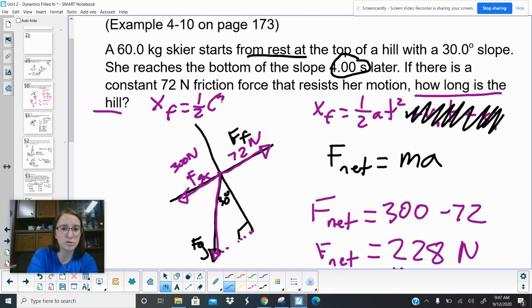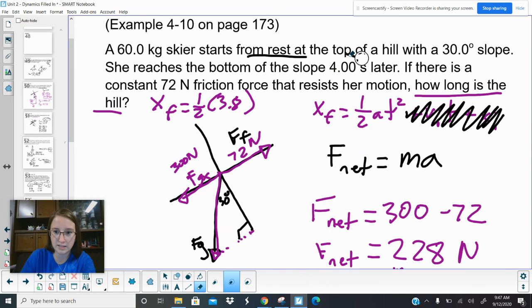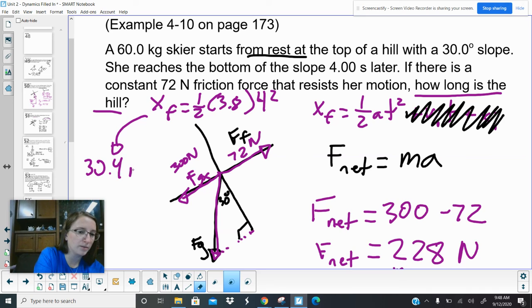1/2, the acceleration was 3.8. The time they gave us just happens to be 4 seconds. 4 squared. So we get this hill is 30.4 meters.